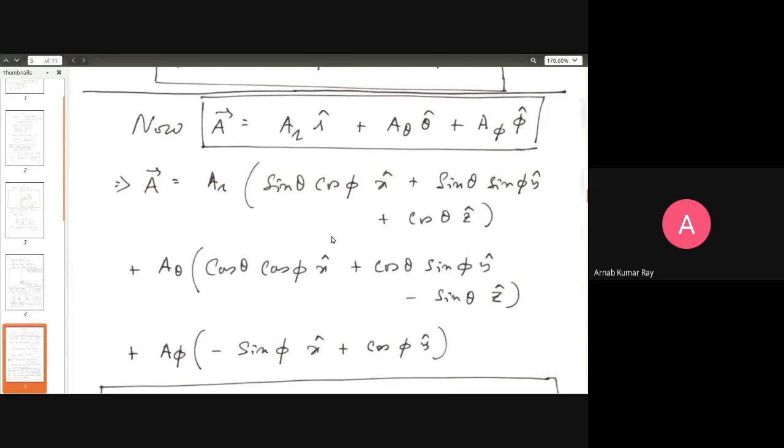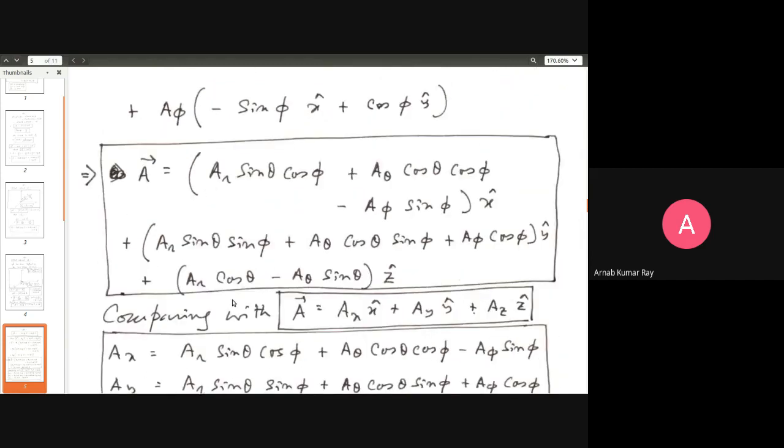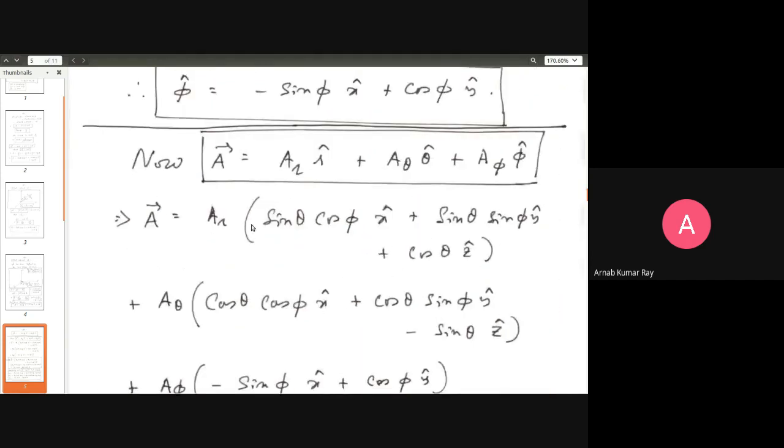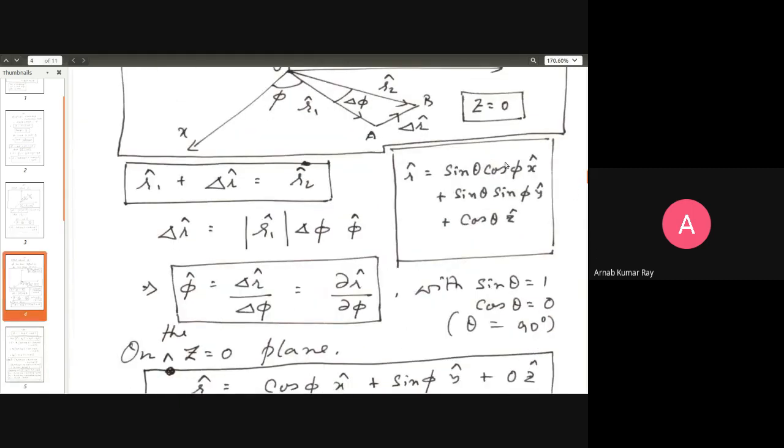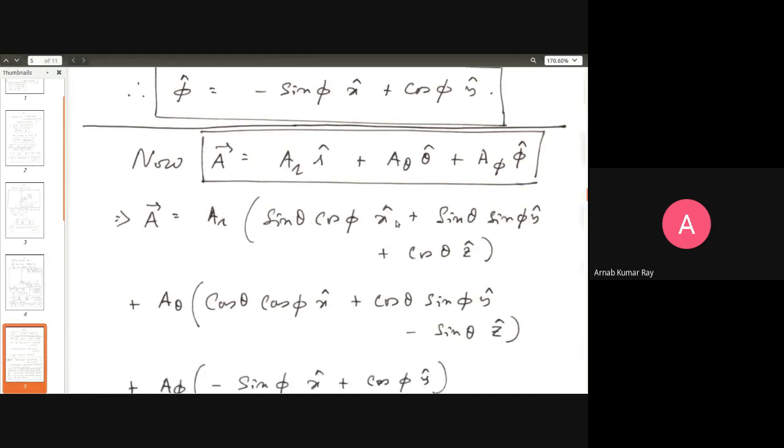Now, our next task will be to write the magnitude of the components of a vector represented in terms of the spherical polar coordinate system in terms now of the Cartesian system. Let us see. Vector A is equal to A_r r cap plus A theta theta cap plus A phi phi cap. Now what is r cap? R cap is something that we have found already. This is the formula of r cap. We put this formula here in place of r cap.